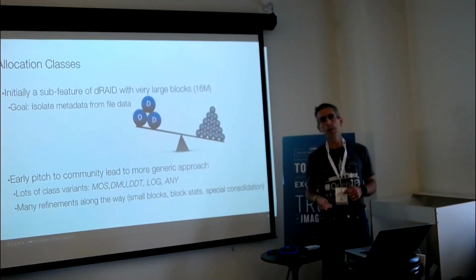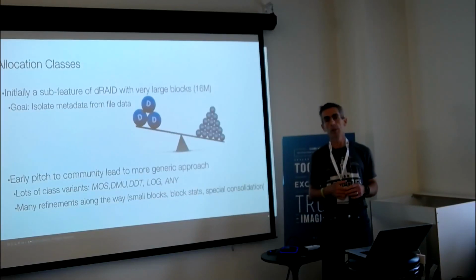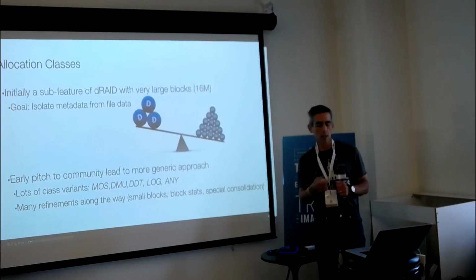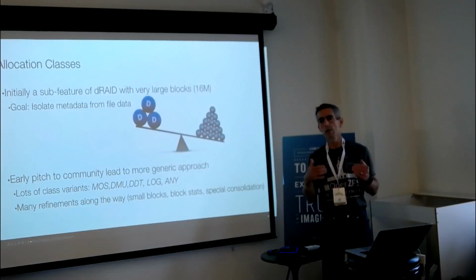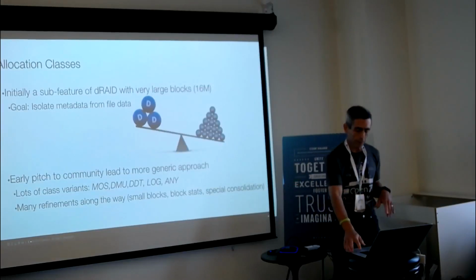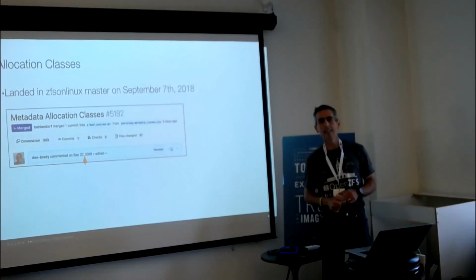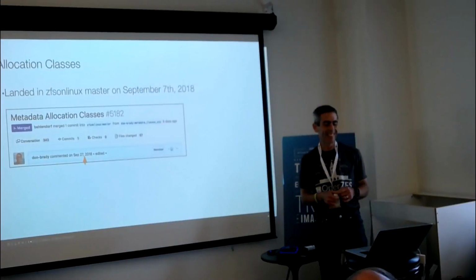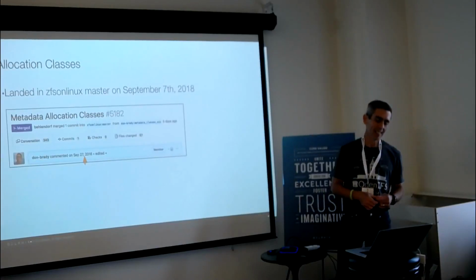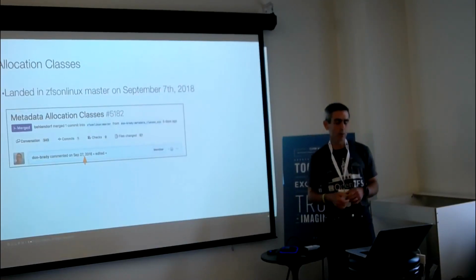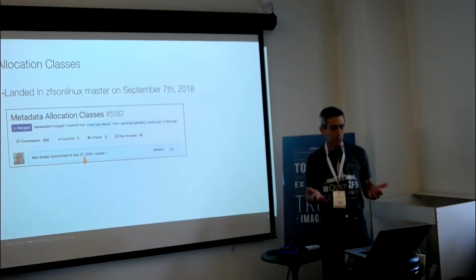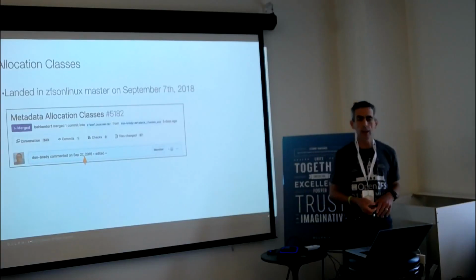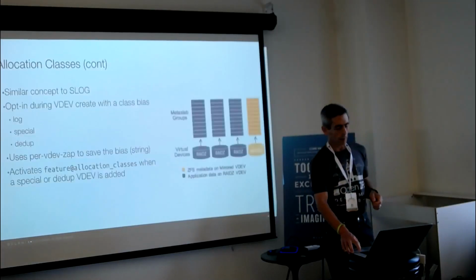Along the way, there were some refinements. We added support for small blocks, again tied to DRAID. We added some stats. They were pretty cool, but in the end, I'll talk about it later, we just couldn't afford them. And then there were special considerations for future use. So Matt mentioned, yay, it landed last week. It was September 2016, 2 years ago, when I opened the pull request. And thanks to the community, lots of good comments, lots of good feedback.